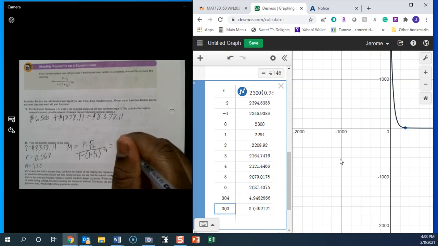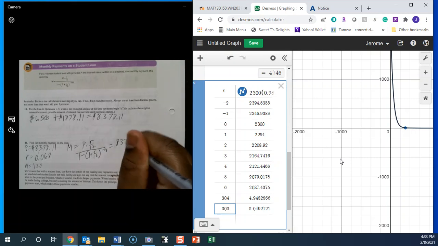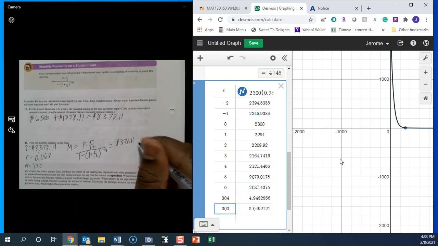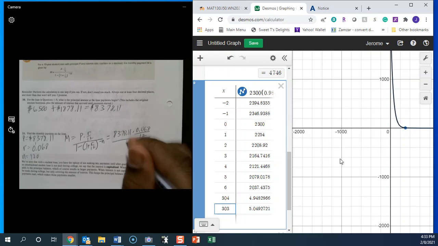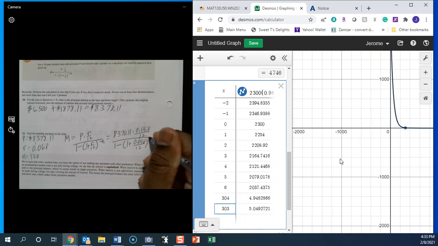So now we substitute. We get $8,378.11 times 0.068 all over 12 divided by 1 minus 1 plus 0.068 over 12 to the negative 120 power.